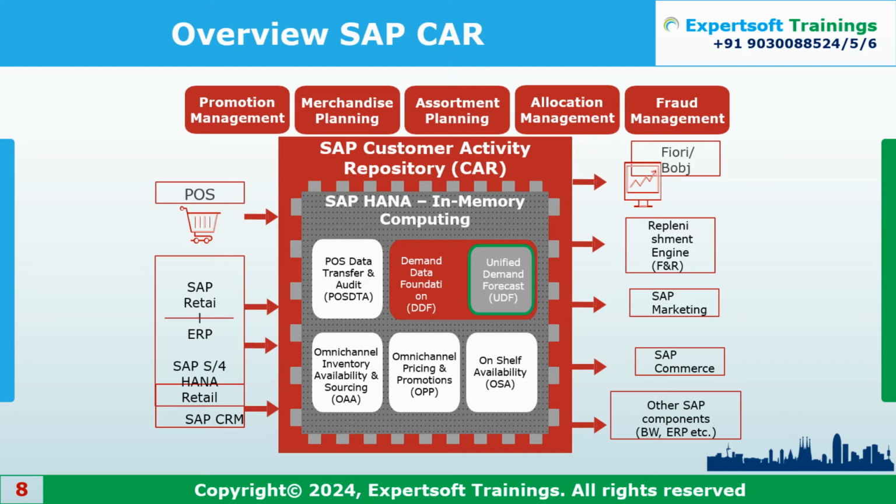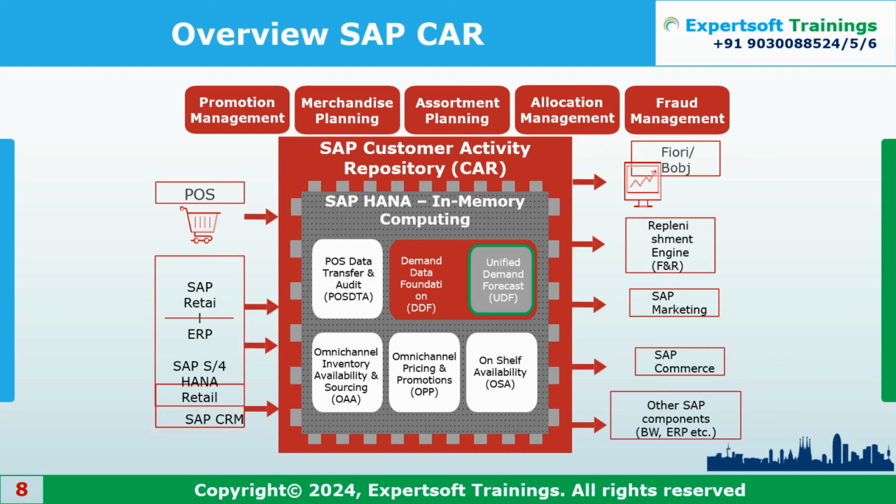So in addition to whatever we discussed mainly about POS inbound, we have these functionalities also: promotion management, merchandise planning, assortment planning. What merchandise planning and assortment planning mean, from a retailer point of view, is what are the products that I'm going to sell in, let's say, the next 3 months or 6 months, and what are my sales targets for a particular product. So those kinds of things at a very high level I can do.